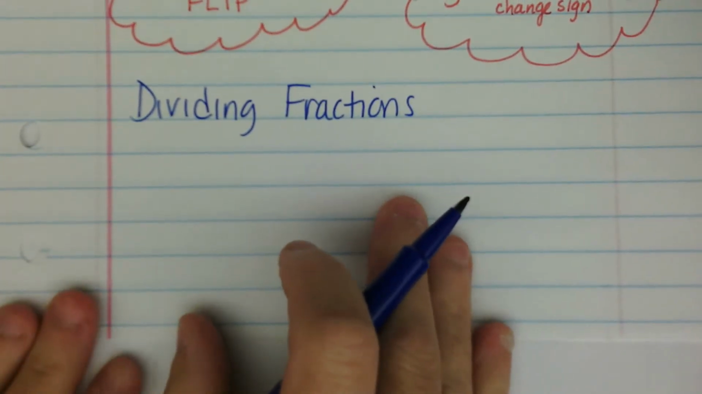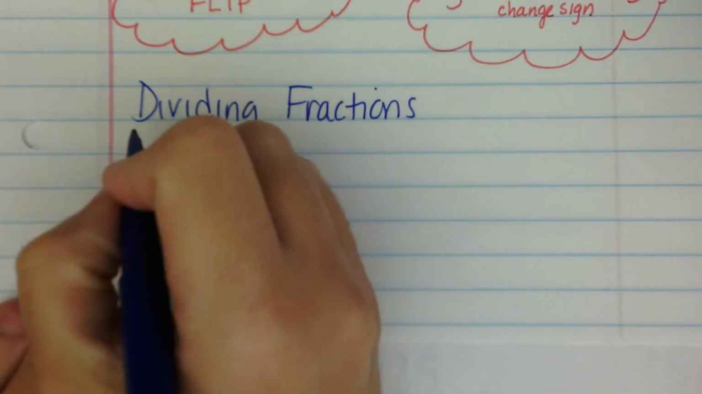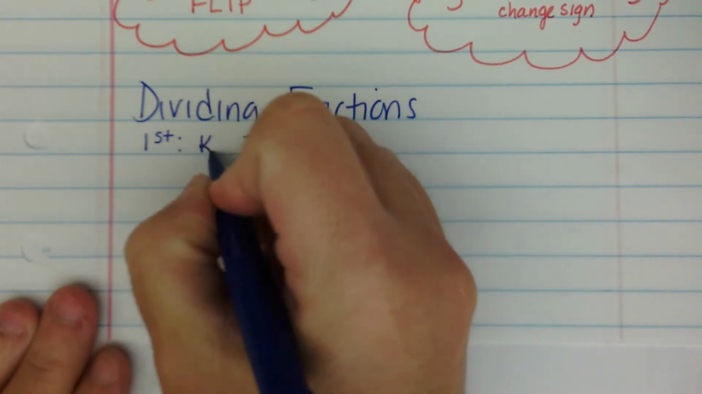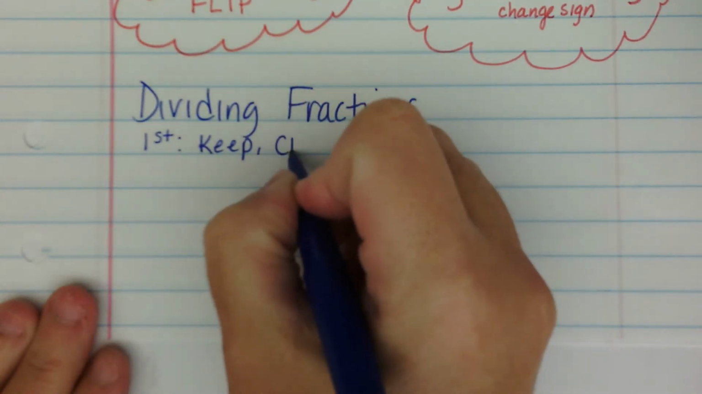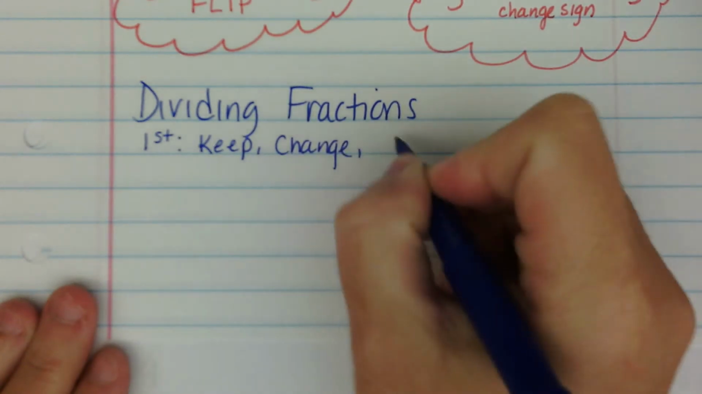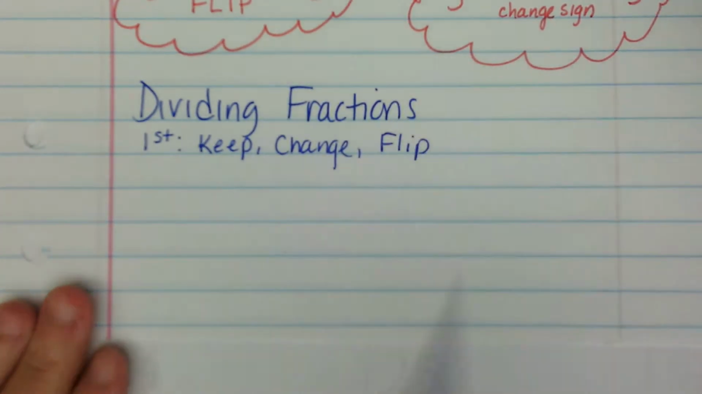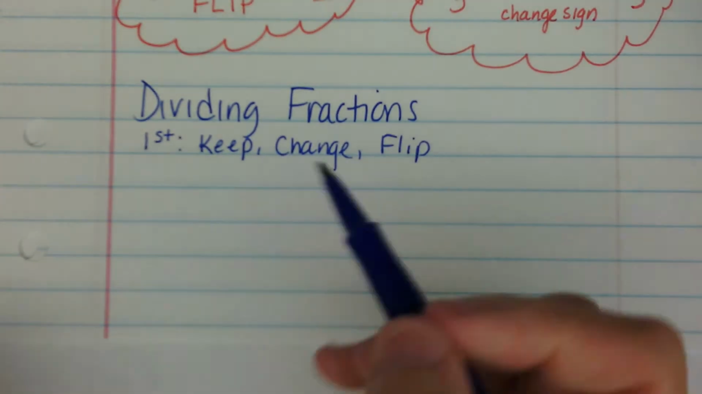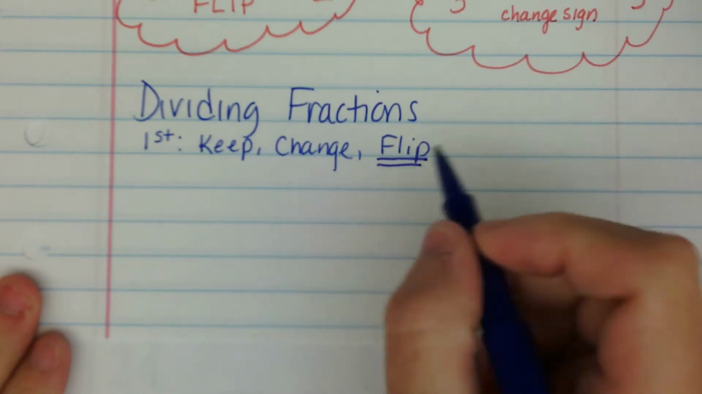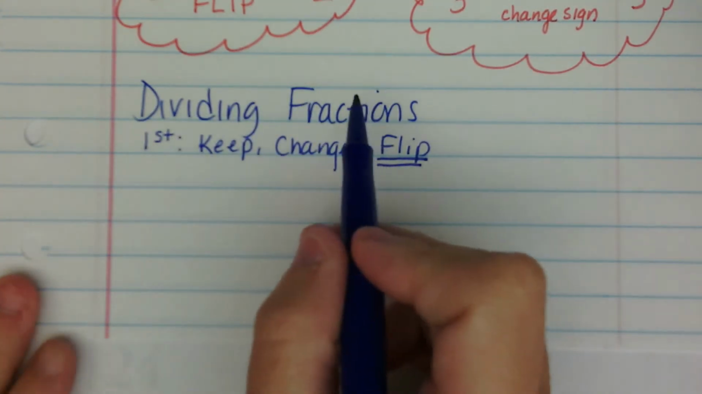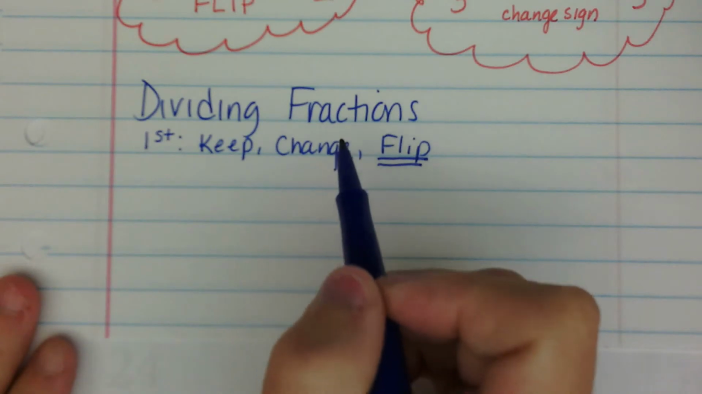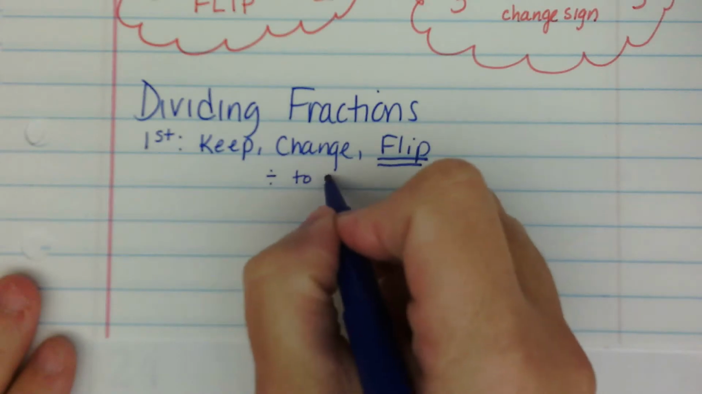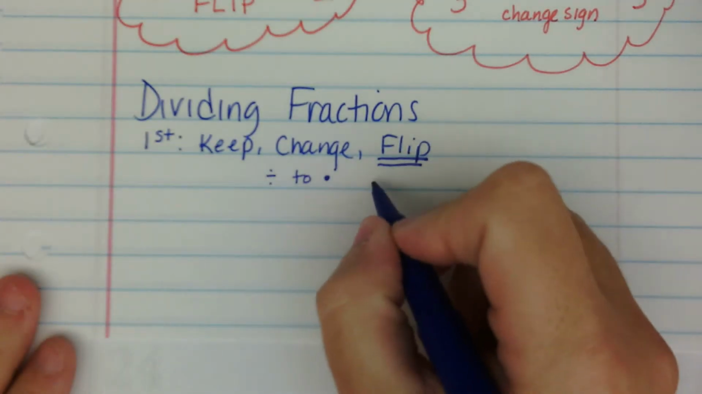When you divide fractions, the very first thing you want to do is keep, change, flip. Remember that reciprocals are what happens when you are dividing and multiplying with fractions. So the flip part comes from the fact that we're dividing that operation with your fraction. Change means you're going to change your division to multiply. Flip means take the reciprocal.